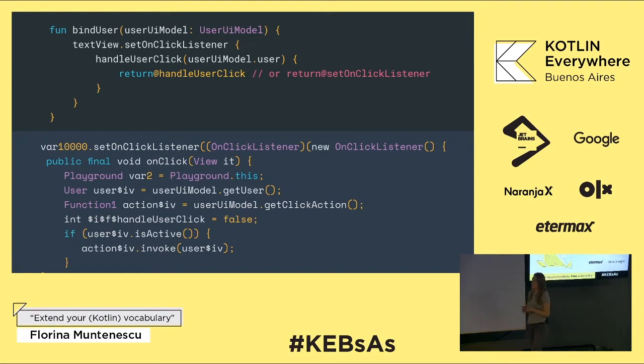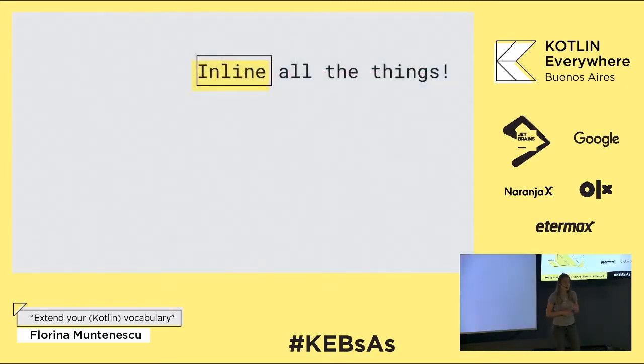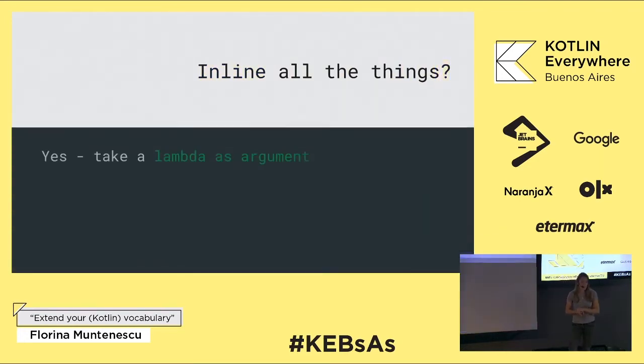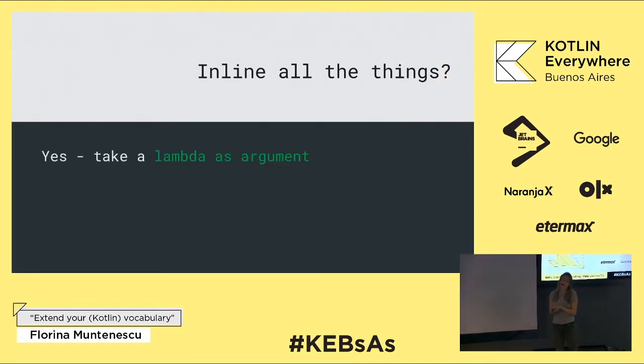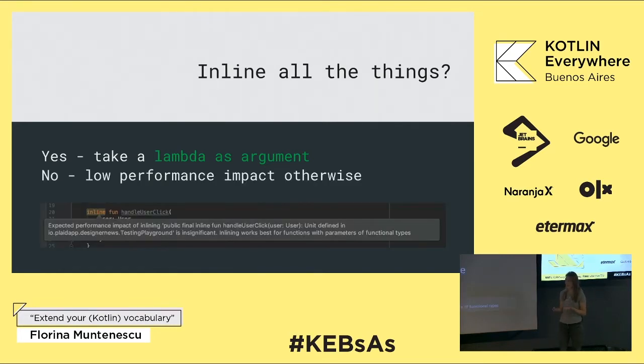Okay, so this means that with inline functions, we get rid of these new function instance creations. The code is moved all around, so should we just inline all the things? I would say yes, if you have functions that take a lambda as an argument. But no, otherwise. Otherwise, you just have a low performance impact.